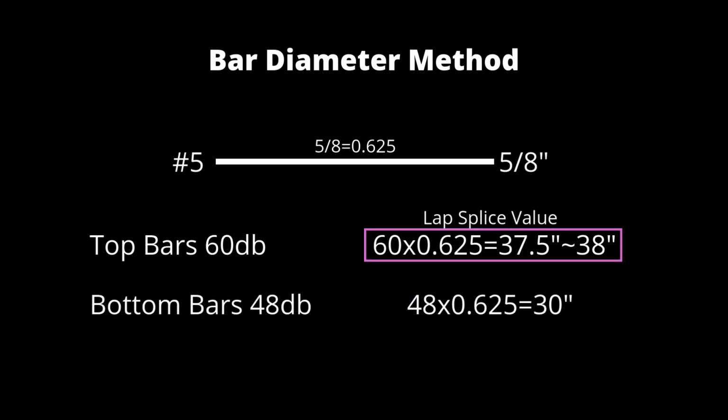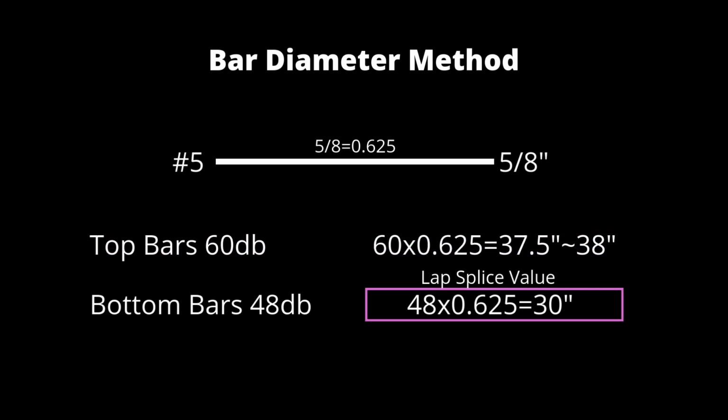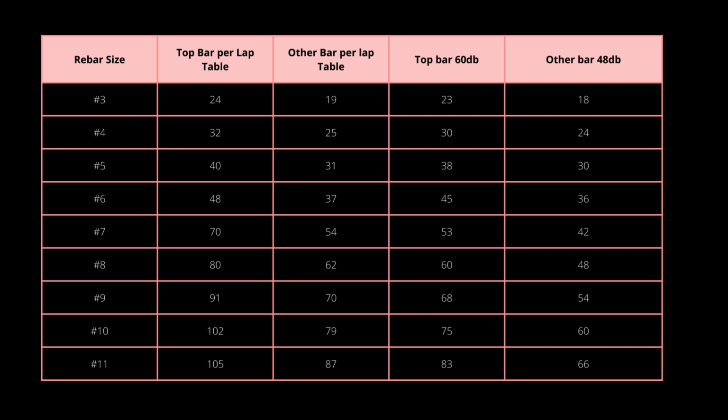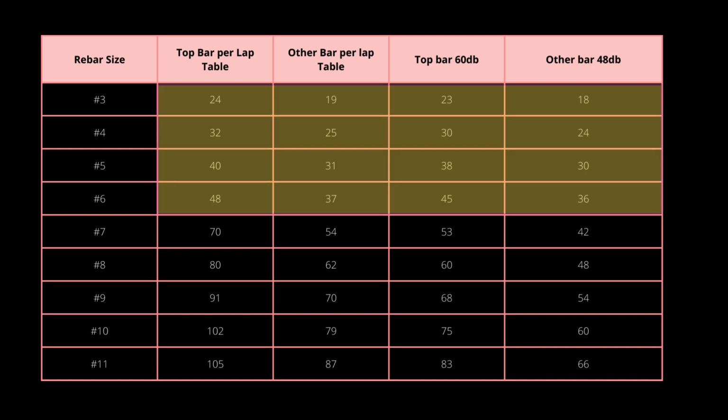For number 5 size rebar, top bars 60 times 0.625 equals 37.5 inches and rounds up to 38 inches. And the same way for bottom bars, 48 times 0.625 equals 30 inches. If we compare 4,000 psi values from lap splice table against bar diameter method, number 3 to number 6, this method gives slightly close numbers. But number 7 to number 11 difference increase as rebar size increase.